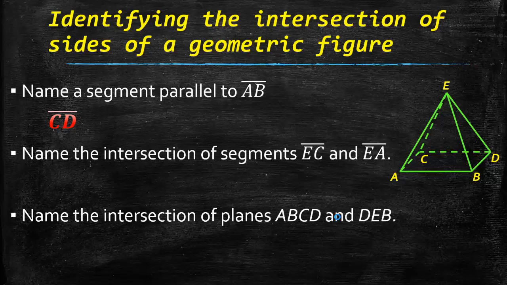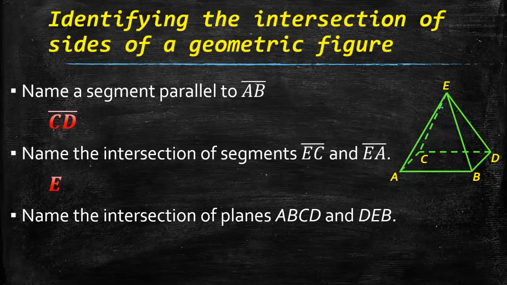All right, so now name the intersection of segments EC and EA. So we have EC and EA. What's the intersection of those two? Well, if you look down here, they're going off in other directions, so they're never going to intersect this way, but they do intersect at point E. So that would be your answer for that one.